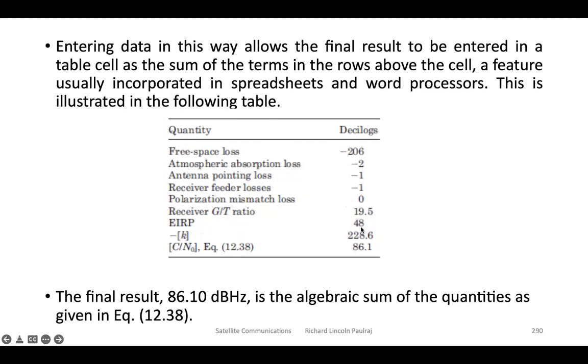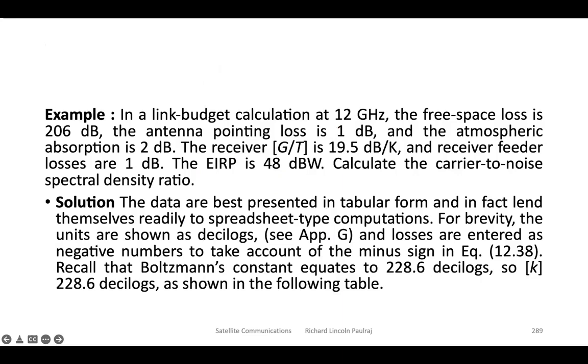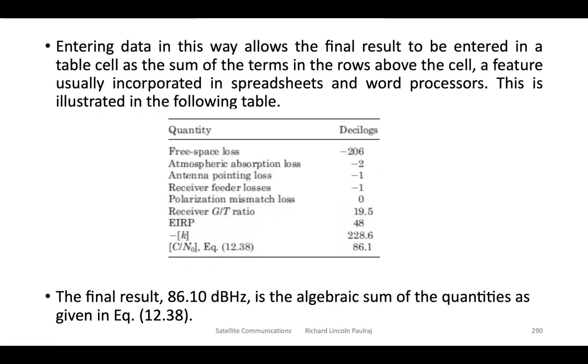Okay, EIRP is 48, and minus K, which is your Boltzmann constant. Since I've taken the minus here, I'm not mentioning that minus with this number. If not, then this minus will come here. So I'll be just mentioning K with the square bracket, and this becomes minus 228.6. Then C by N naught is about 86. We have not mentioned it here; 86 is not mentioned. It's taken as a value based on the previous equation.